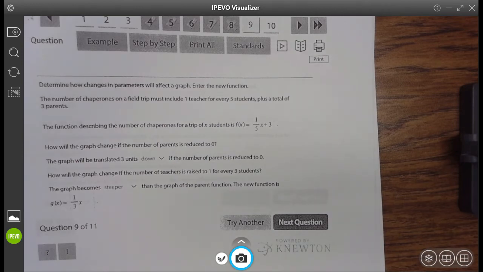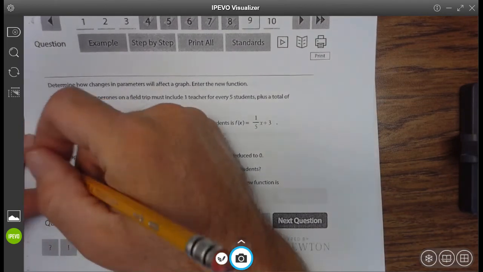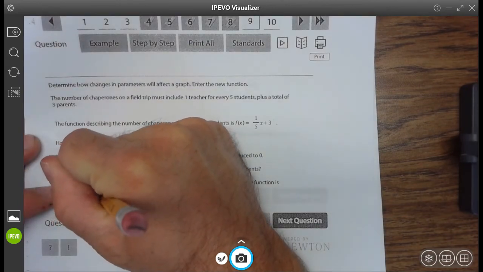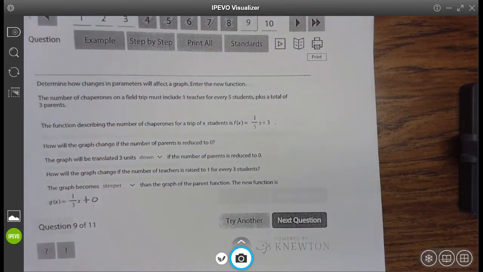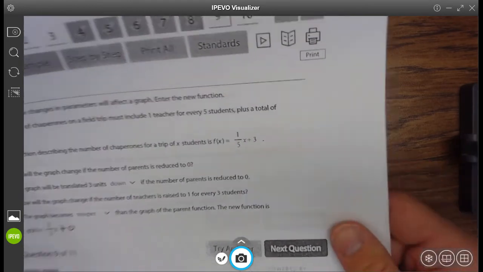How will the graph change if the number of teachers is raised to 1 for every 3 students? The graph becomes steeper than the graph of the parent function. The new function is 1/3 x. Technically plus 0, but we don't put that, okay? All right, let's take a look at the next example.